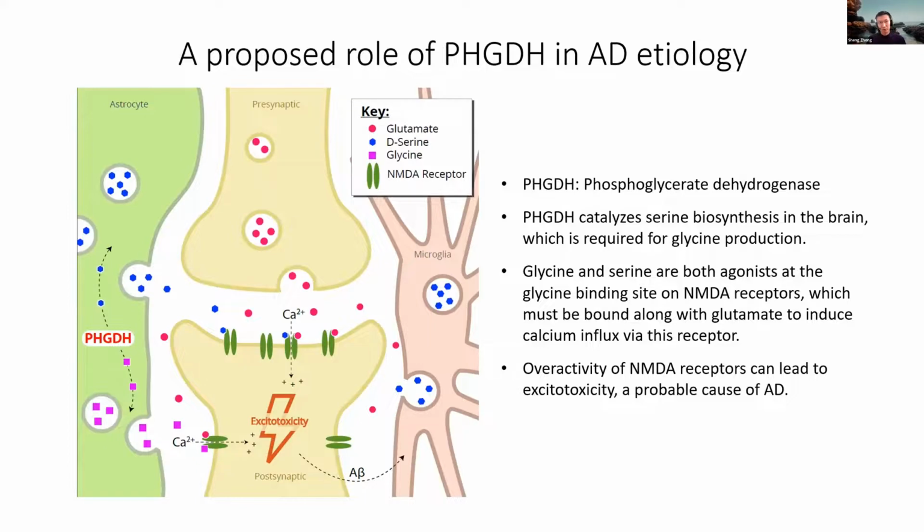It opens when two ligands are bound. One is glutamate, shown in red. The other is serine or glycine, shown in blue. So you see that this is like a gate with two keys. You require the two keys to be both turned to open the gate. And one of the two keys is synthesized by PHGDH.